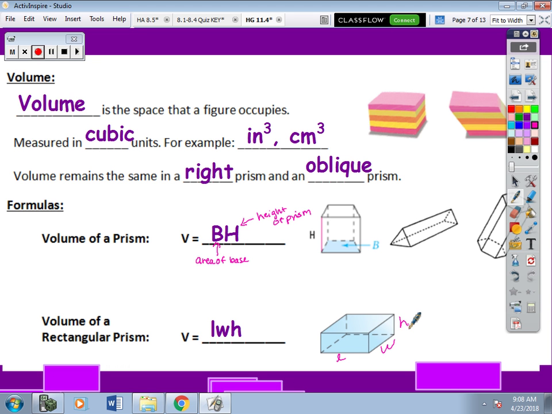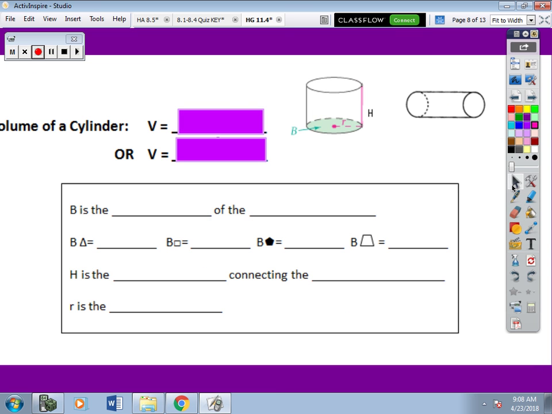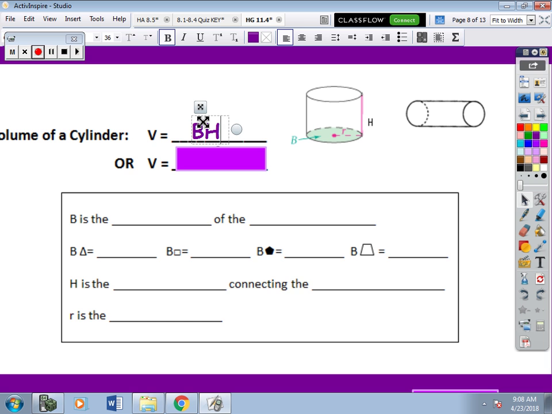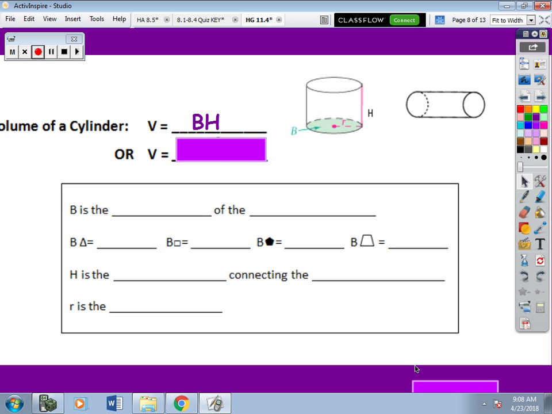And then we also have our cylinder, which the cylinder formula technically is the same as the prism, big B times H. However, in a cylinder, the base is always a circle. So we know the area of a circle is pi r squared. So if you're going to memorize one, or put one on your sheet, I should say, probably be that one.